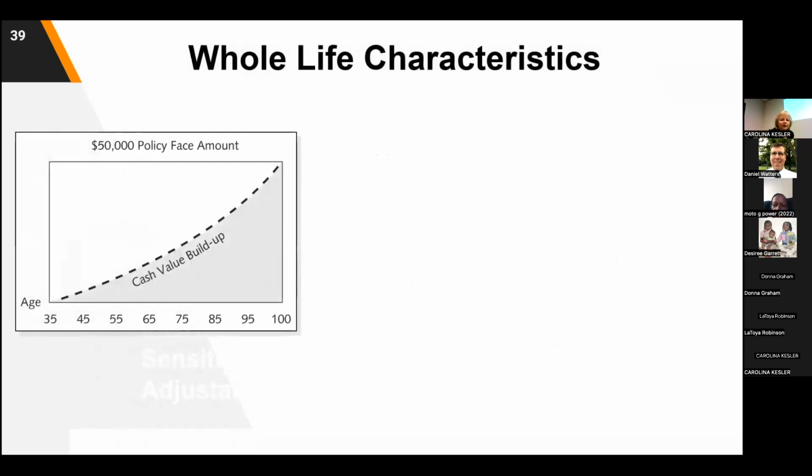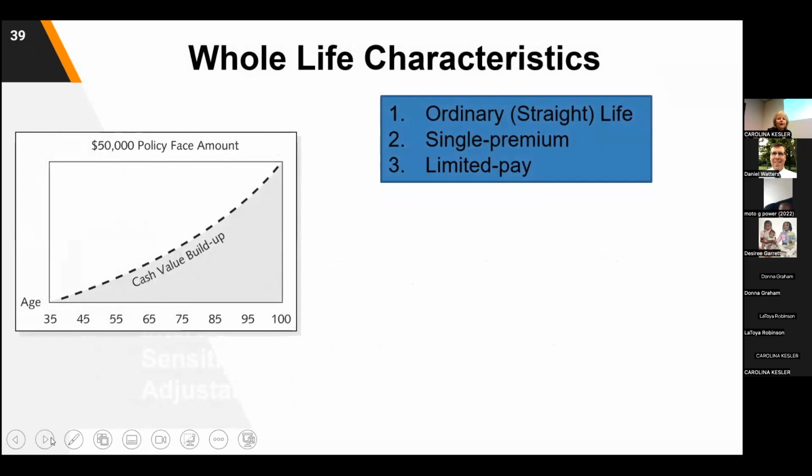On whole life characteristics, here we go. Ordinary straight life is the same as whole life. It's the same thing. Single premium means you're going to pay for it only one time. So you might have cashed out an annuity or got an inheritance, or you got a lump sum of money. Maybe you won the lottery even, who knows? So you're going to buy your life insurance and pay for it just one time, be done.